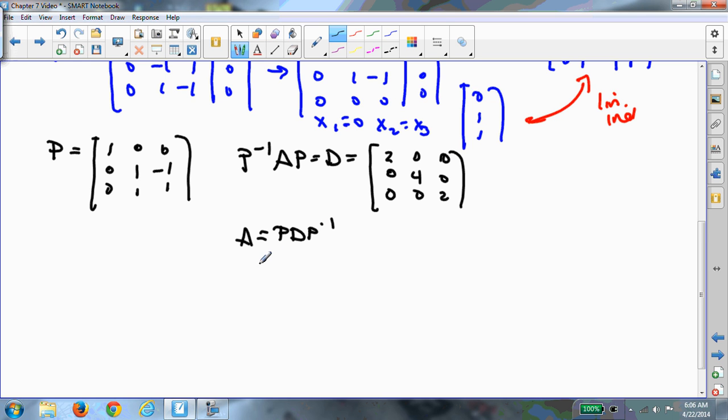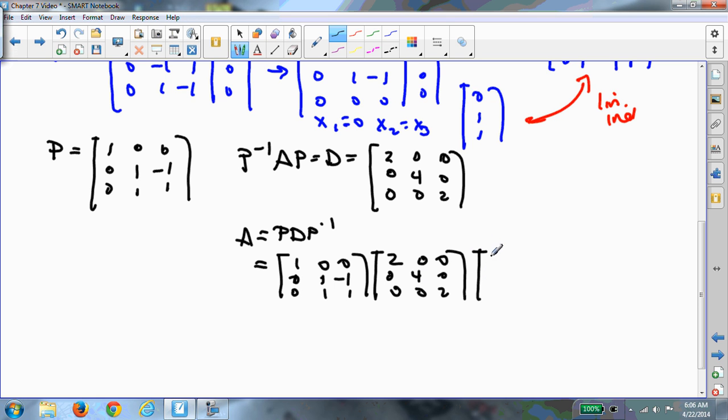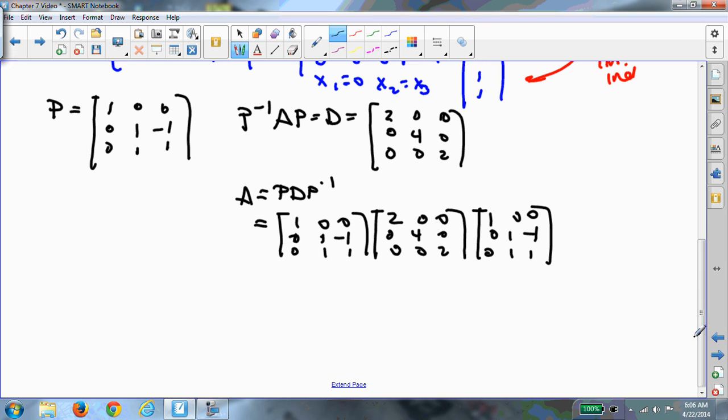So I could rewrite A as [1, 0, 0; 0, 1, -1; 0, 1, 1] times D, [2, 0, 0; 0, 4, 0; 0, 0, 2], and P inverse, [1, 0, 0; 0, 1, -1; 0, 1, 1]. Now I'm going to expound on some of the other properties that this means.